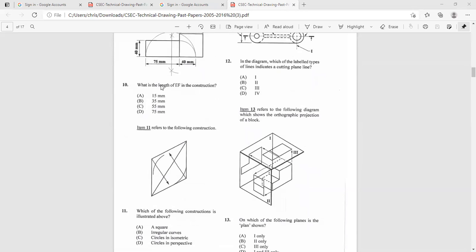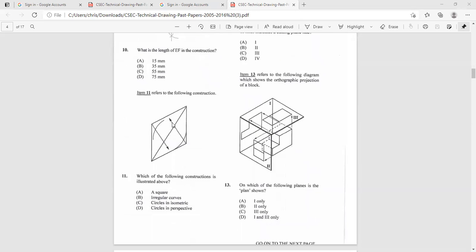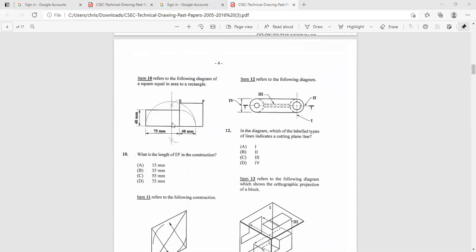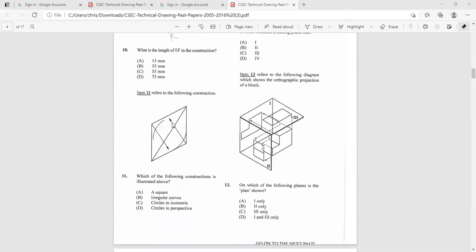Which of the following lengths of EF is in the construction? Well, what is the length of EF, 55, same question. Which of the following constructions is illustrated here? This is an isometric circle, which is C.